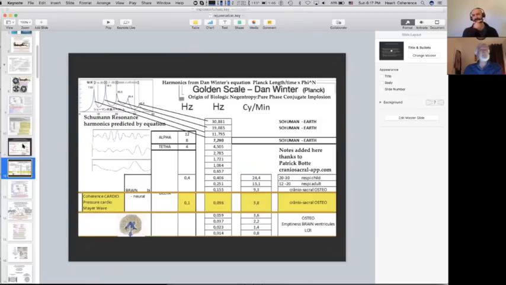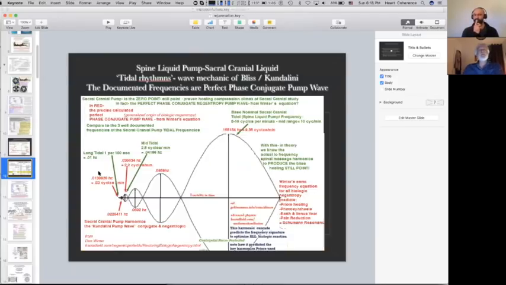Wow. Oh, wow. Okay. So the sacrocranial there. This is the Mayer wave here, 0.1 Hertz, the most important frequency of the body. These are the mid-tidal, long-tidal. So in green, you have the measured sacrocranial critical frequencies of Kundalini and bliss, and in red, you have my equation.